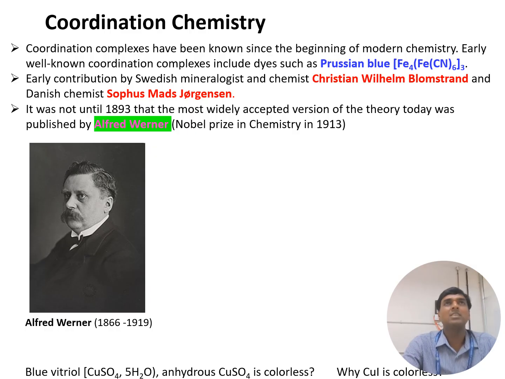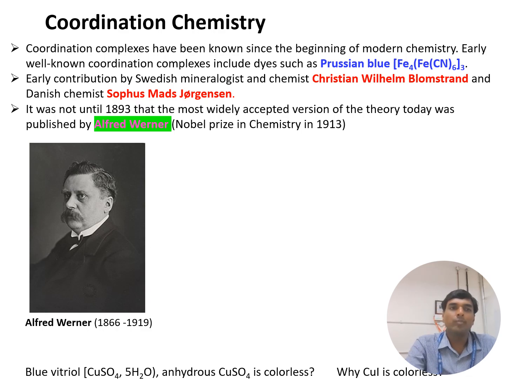In fact, coordination chemistry has been known from the beginning of modern chemistry. All of us know about Prussian blue, Fe4[Fe(CN)6]3. Why is it a Prussian blue color? To explain the color, we need to study why it has this color.